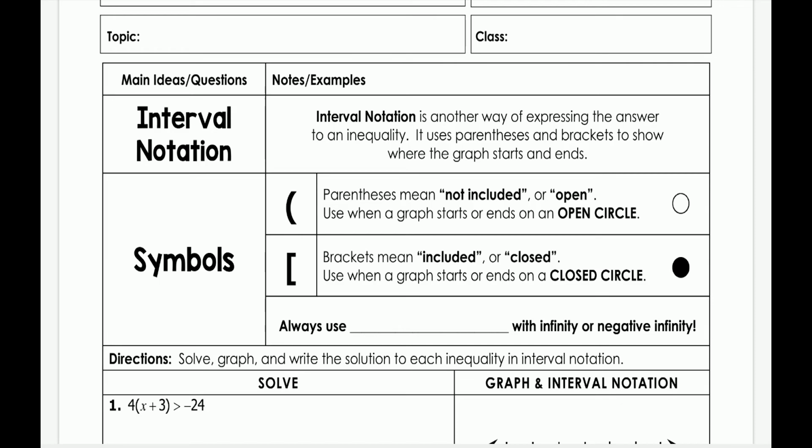So today we're going to be talking about interval notation. Interval notation is another way of expressing the answer of an inequality. It uses parentheses and brackets to show where the graph starts and ends. You could have also used this to find domain and range in one of your earlier classes. So this should be more of a recap instead of something new.